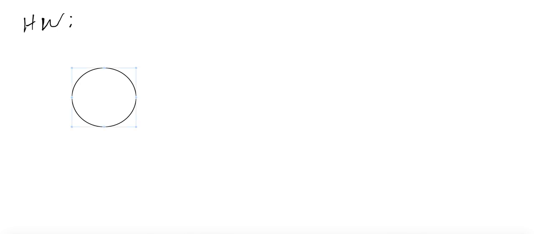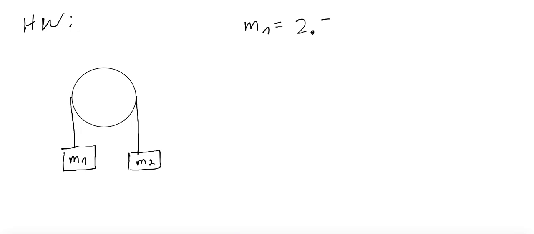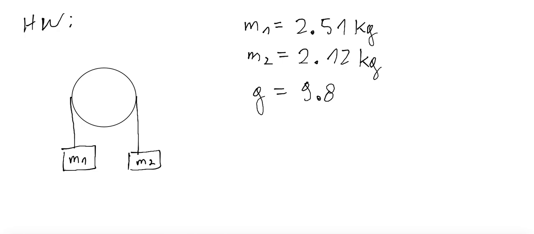Very similar. We have again two masses, m1 and m2. m1, which is heavier than m2. Okay, and m1 will be equal to 2.51 kilograms. m2 will be equal to 2.12 kilograms. You have to use gravitational acceleration as 9.81 meters per second squared. And you have to solve this in a similar way. The task is about what is the acceleration of the system.